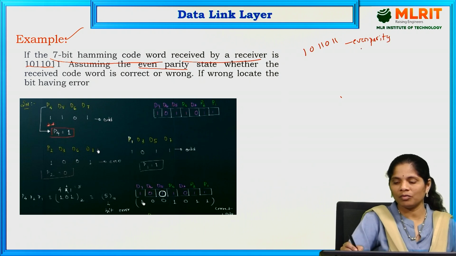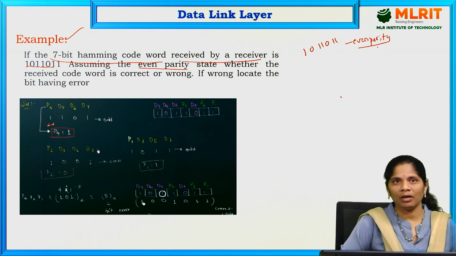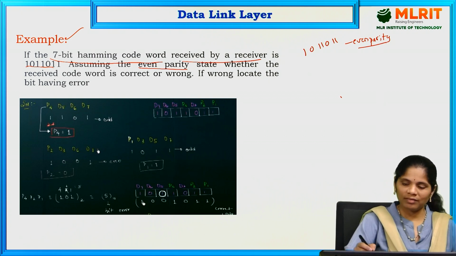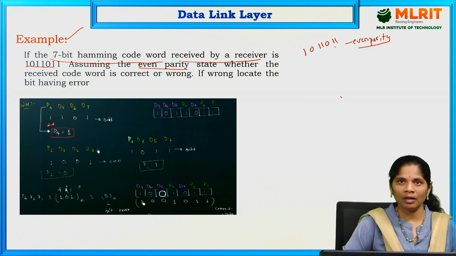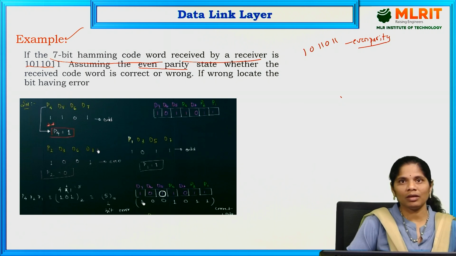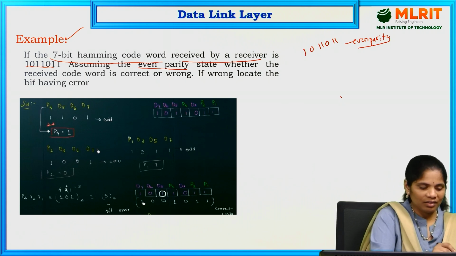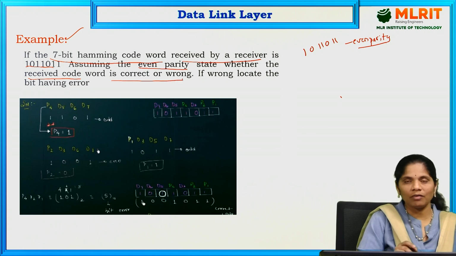So, we are always going to consider even parity. You can take any parity also. So, this is the example. We are using even parity. In the question itself, they mentioned that we have to check whether the received code is correct or not.